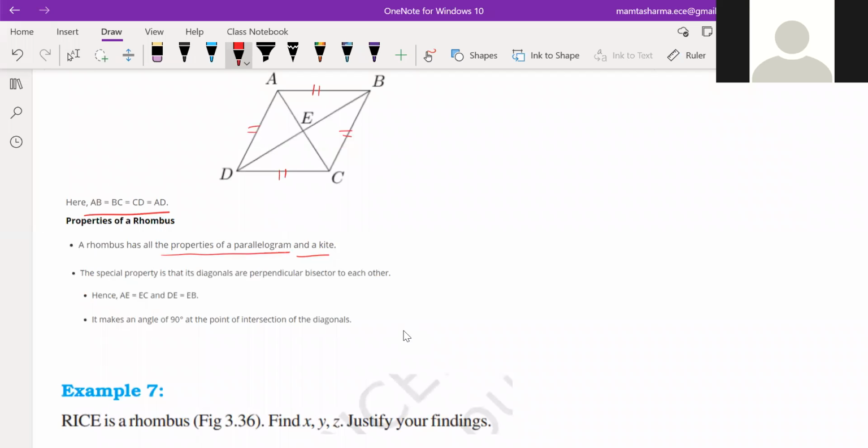Okay. A rhombus has all the properties of a parallelogram because it is a parallelogram only. It is a kind of parallelogram, we are only making the side lengths equal. So all the properties of a parallelogram will be applicable to this rhombus also. And the properties of a kite also will be applicable to the rhombus. Now you can note down in short, the properties of a rhombus.